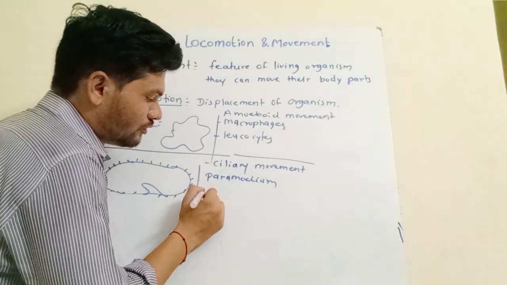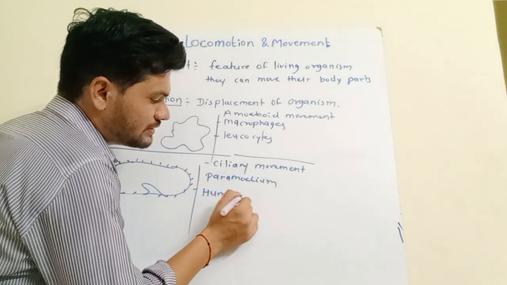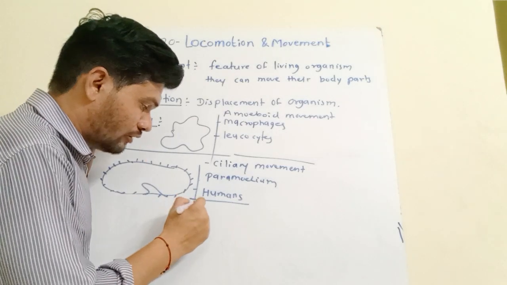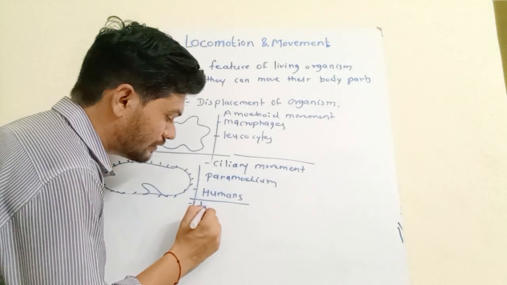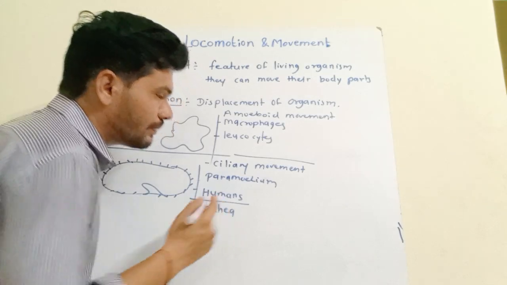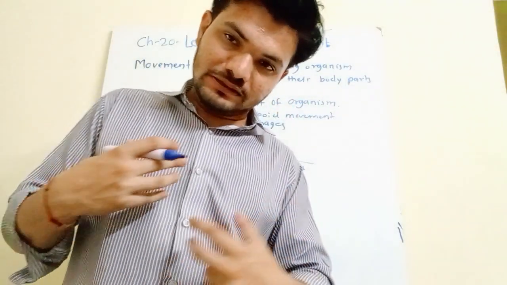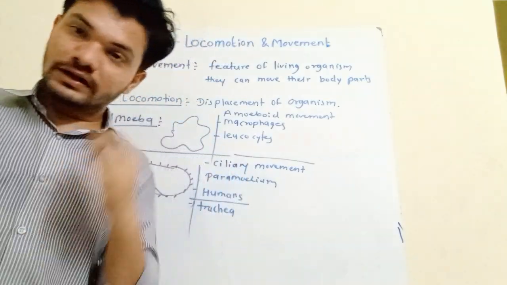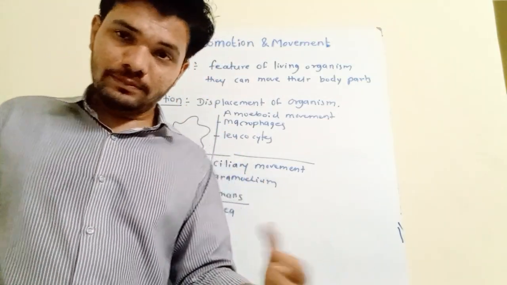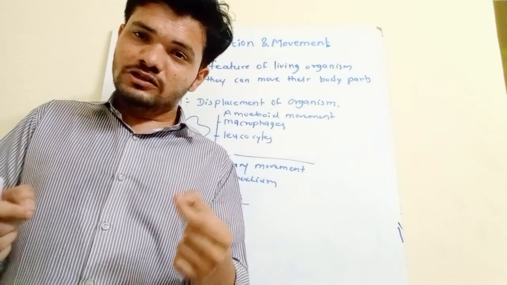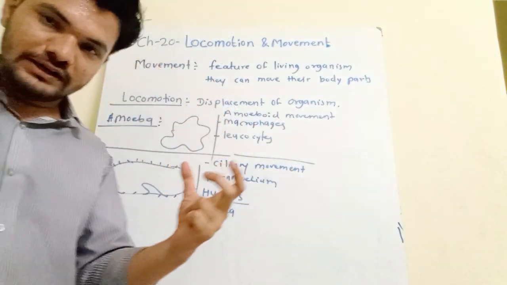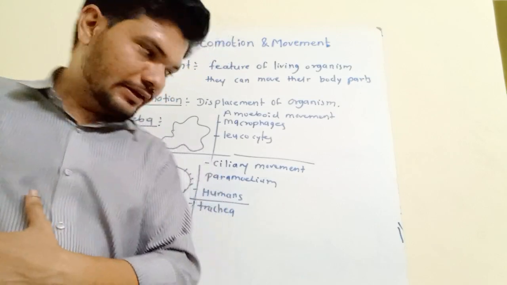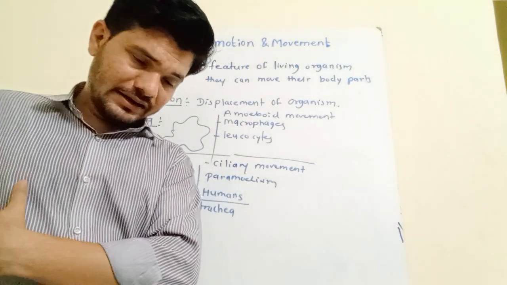or in humans there are some tracts where cilia are present and they are doing ciliary movements, like the trachea in your respiratory system. Behind the sternum, there is a pipe called trachea, also called windpipe. It has cilia in it, so that dust particles can be caught in those cilia and should not get into your respiratory tract.